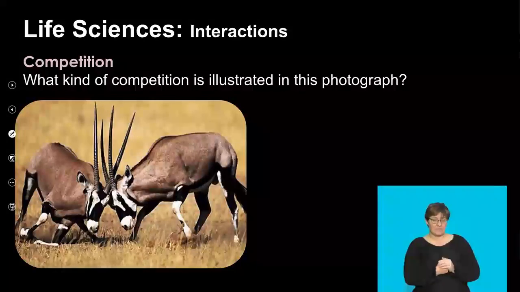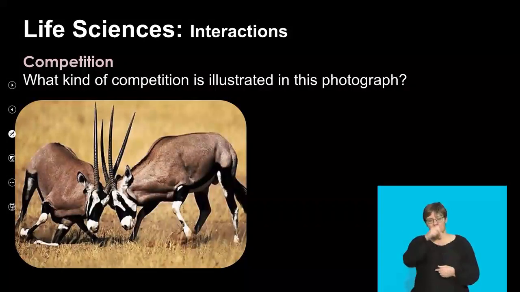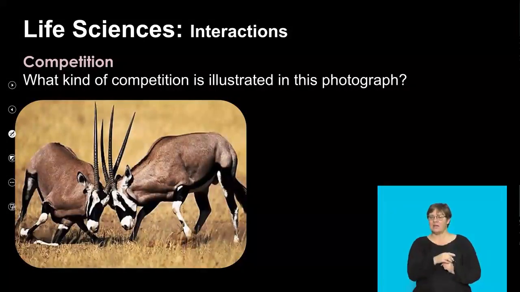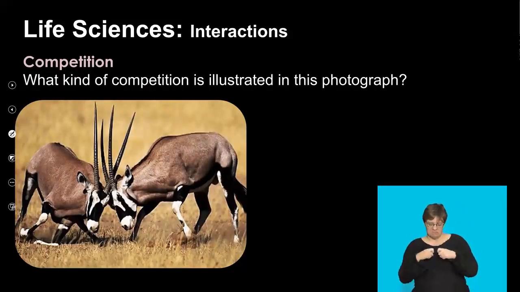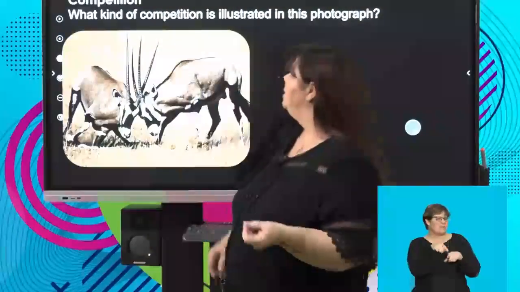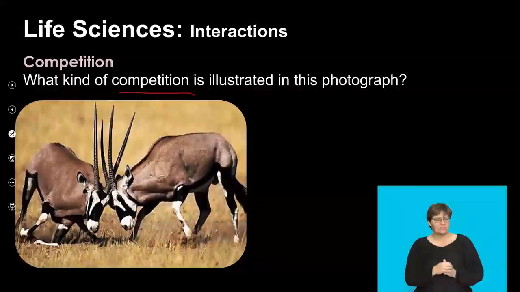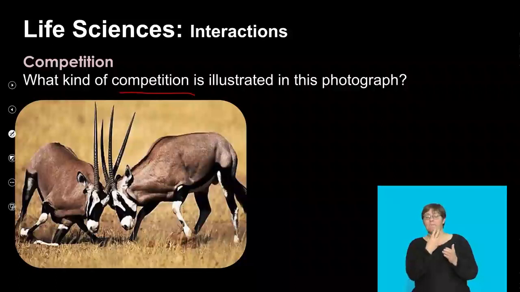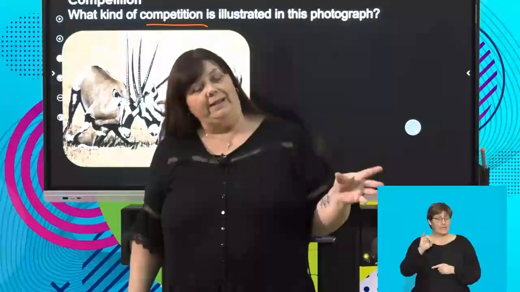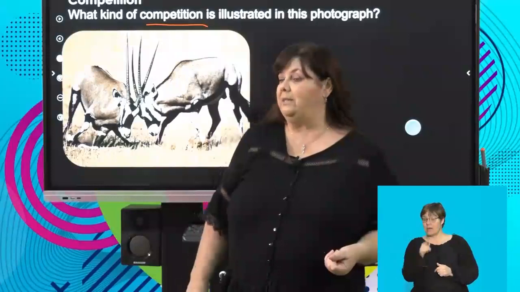Now, have a look at this photograph. Here we've got two gemsbok or oryxes, and they appear to be having a conflict. What kind of competition is illustrated here? Where they are both clearly from the same species, what would we call this? Would we call it interspecific competition, or would we call it intraspecific competition?